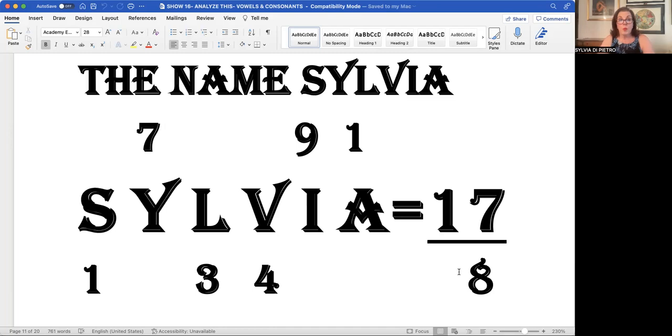Similarly, in Sylvia, the Y takes the 7 vibration of a vowel because it's a syllable that doesn't have a consonant. And in the second half of my name, Via, we have the I and the A. So when we analyze the vowels just in Sylvia, we come to a 17, and 1 plus 7 is an 8. And what is my life path number also? It's a 26 or a 62, 8. Now, when we look at the consonants in Sylvia, the S, the L, and the V are 3 consonants. And when we add them together, that also vibrates to the number 8. So my first name, Sylvia, both vowels and consonants vibrate to the same number as my life path number.